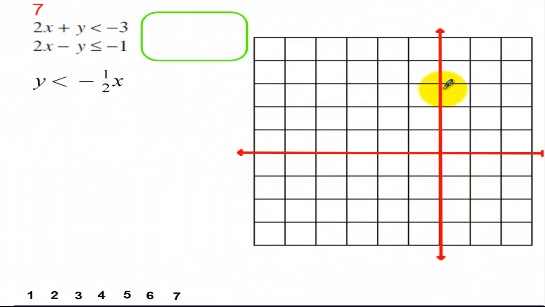Alright, problem number 7. I need you to pause the video and try to graph the system of inequalities.